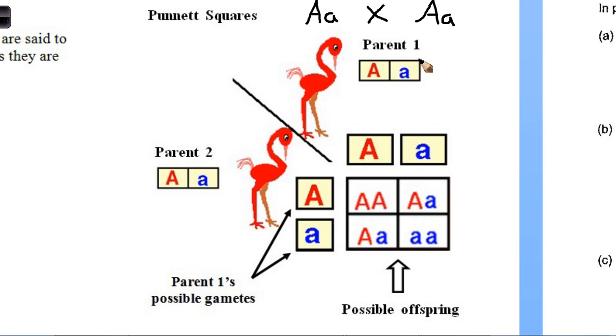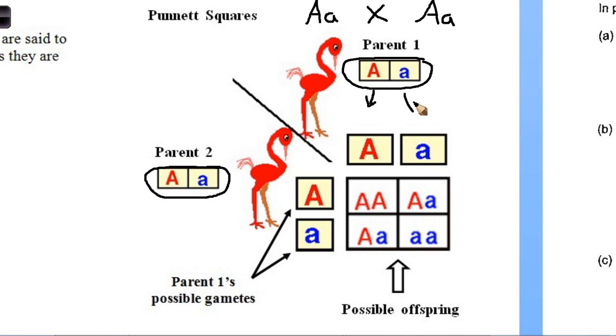Now, you can see here parent 1 has a big A and a little a, so what color is it? Well, it's red because the big A is dominant. And this bird here, again, has a big A, little a, so it's red as well because the big A is dominant. Now, what we're going to do is show what essentially the sperm or egg cells could be carrying. So let's say parent 1 here is the male.